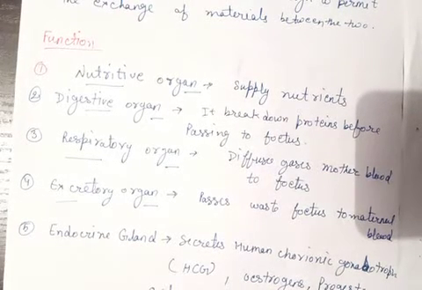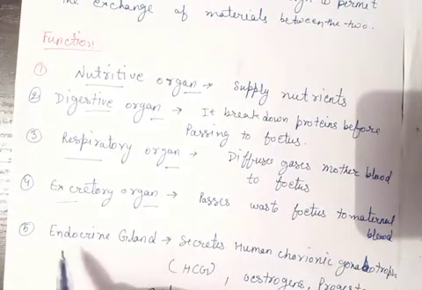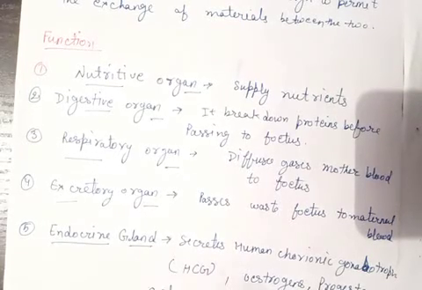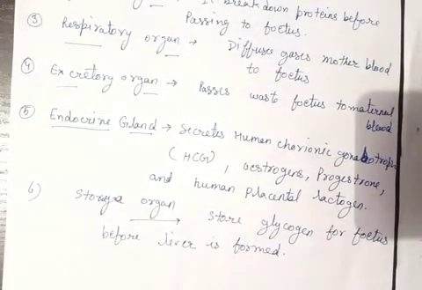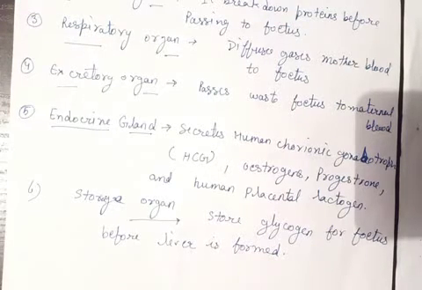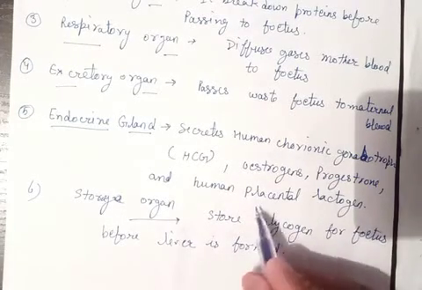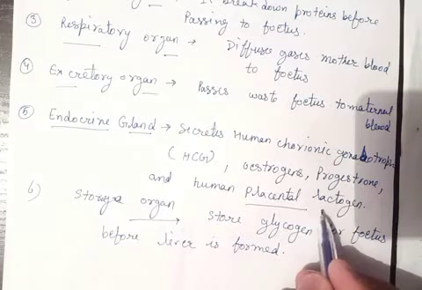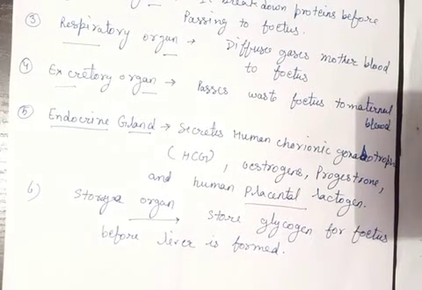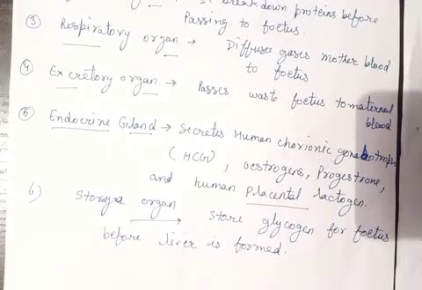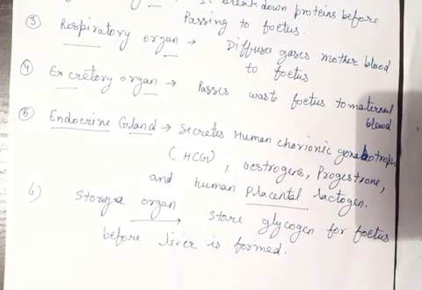The placenta also releases some hormones, so it acts as an endocrine gland. Thus, it secretes human chorionic gonadotrophin, estrogens, progesterone, and human placental lactogen. This lactogen hormone helps in the development of the lactic glands, meaning mammary glands, to produce milk after the birth of the young ones, which is required to nourish the young one.